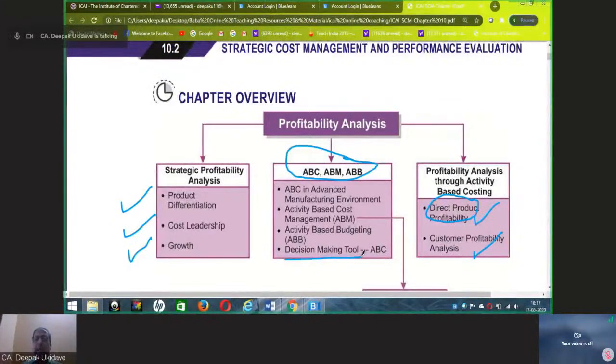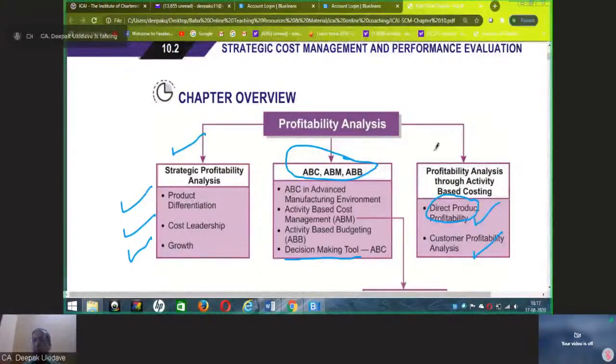I have shown you the highlight of this chapter. So we divide this chapter into three parts. First is strategic profitability analysis, this left-hand side portion. So we will understand with the help of formulae and calculations how the profitability analysis is done, and how the profit reconciliation statement is prepared for 2 years.